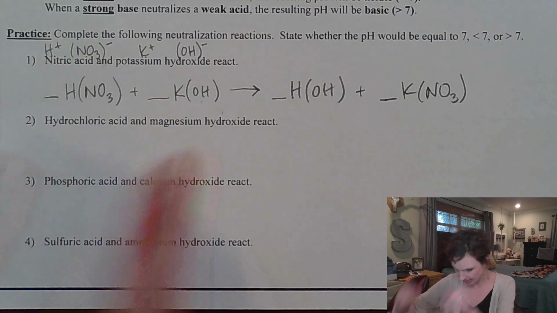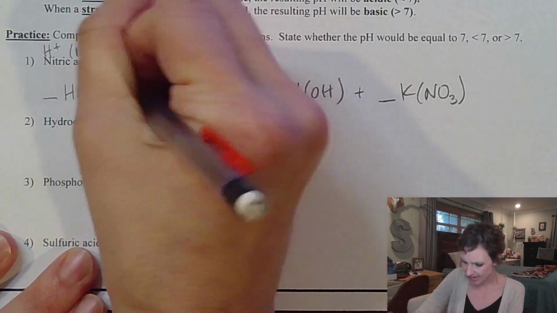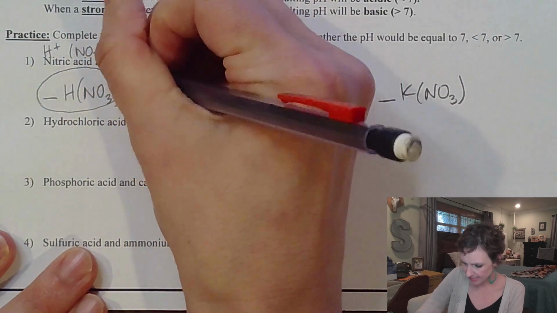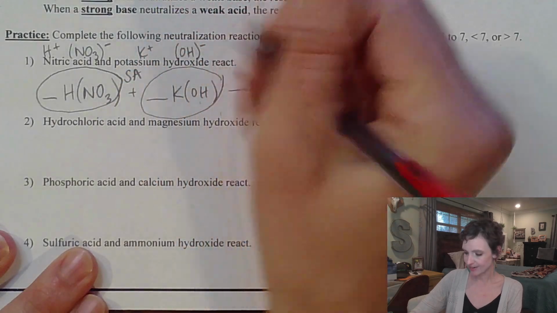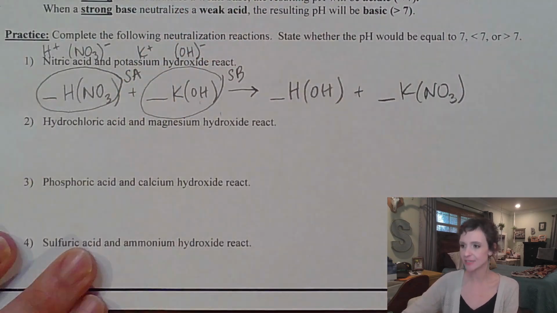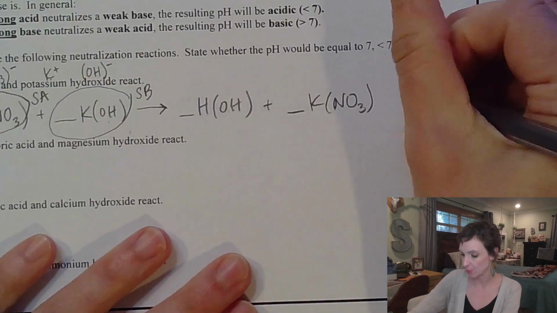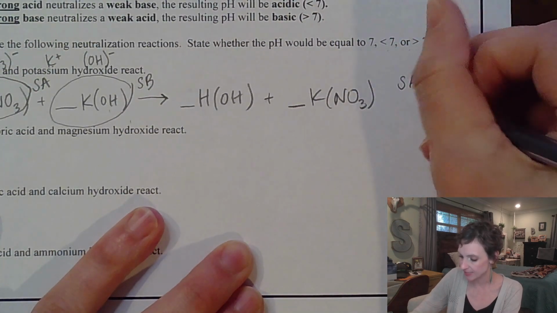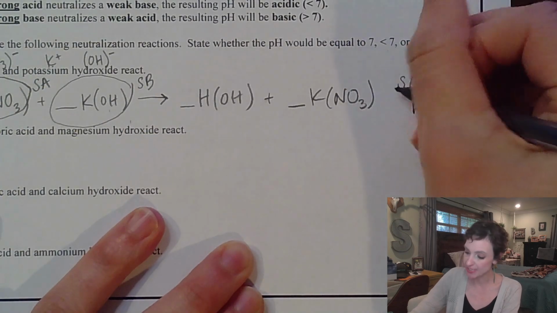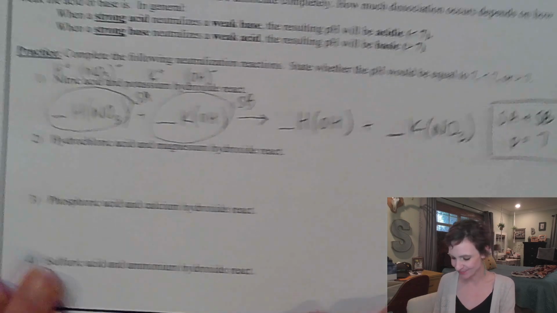Well, let's see. I got to look at my reactants. Is anybody in here strong? Well, nitric acid is a strong acid. Uh-oh. Potassium hydroxide is a strong base. Strong and strong, it's going to be a tie, so the pH will be neutral. So what we're going to write over here is strong acid plus strong base, pH is equal to 7. Cool. Yay, this is fun. Okay, let's see the next one.